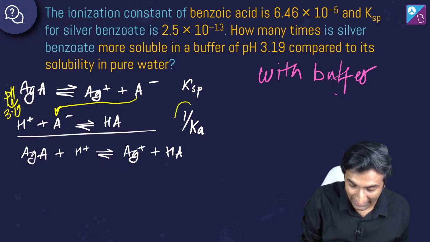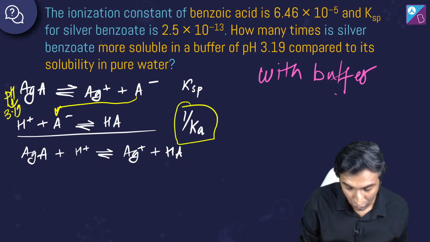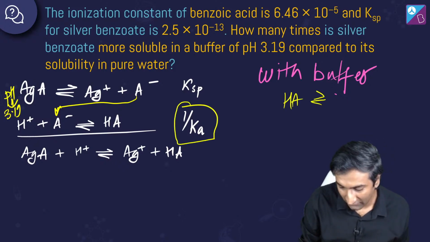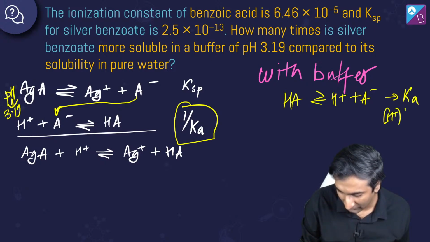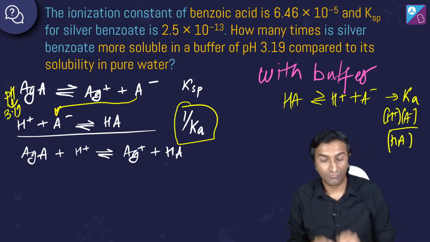That is why मैंने लिखा है 1 by Ka. क्यों? क्योंकि HA giving you H plus plus A minus, right? This expression will give you Ka, which is H plus times A minus divided by HA, right? So this is 1 by K.